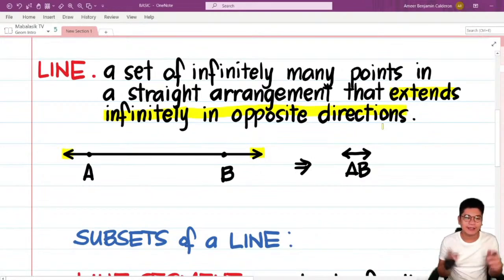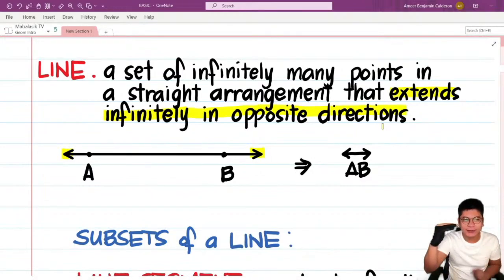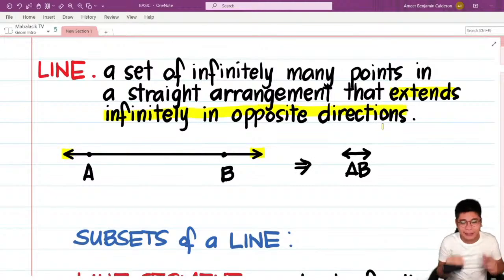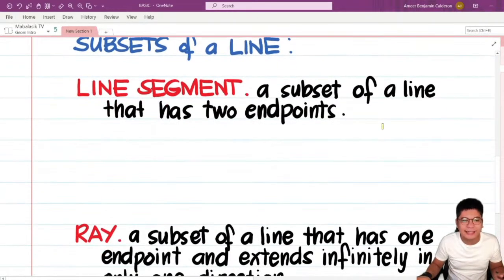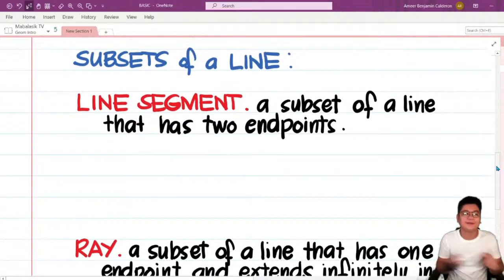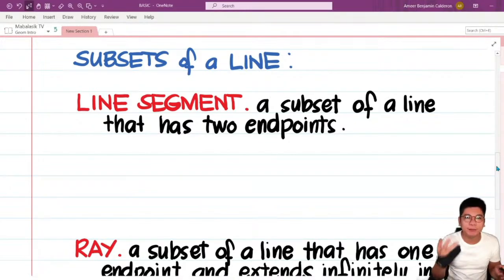Now, etong line na to, meron tayong dalawang subsets. Pag sinabing subsets, makikita natin sila sa isang line, but they are different from a line. So we have 2. The first is a line segment. A line segment is a subset of a line that has 2 end points.